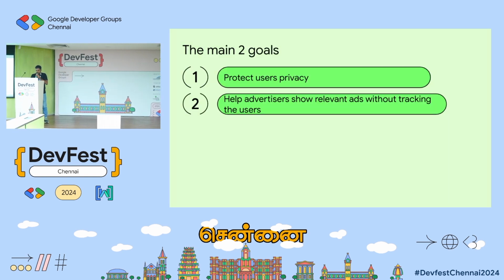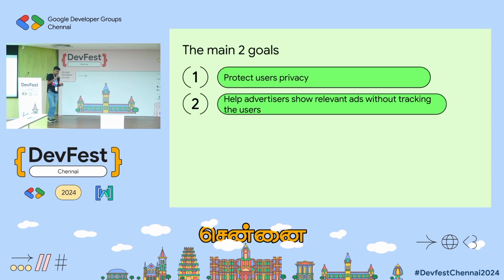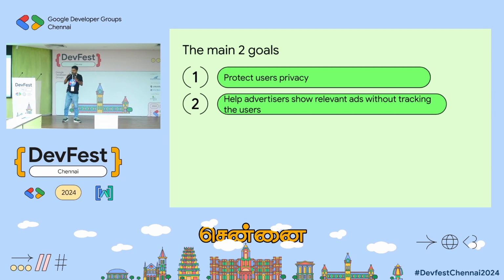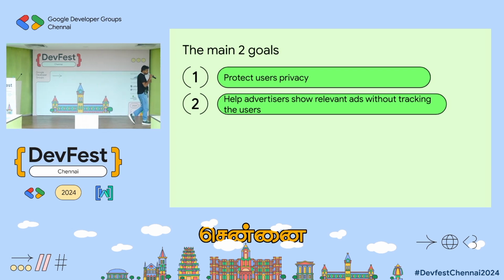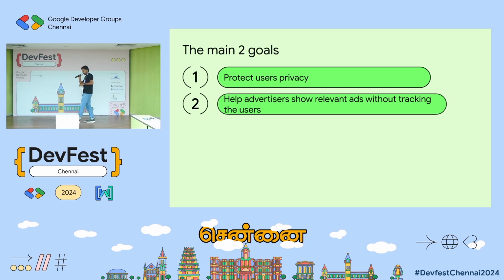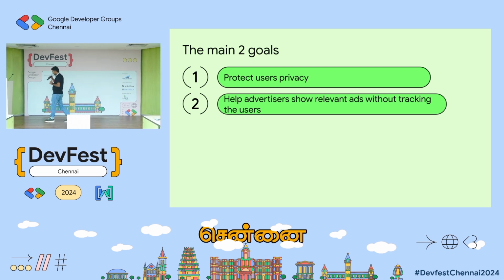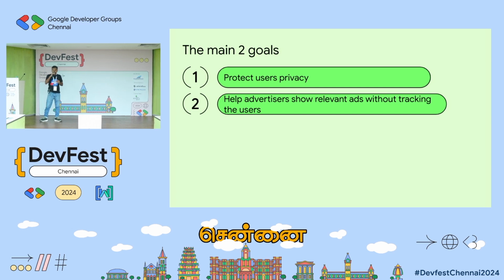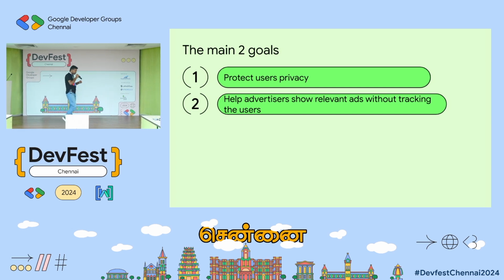So we now have two problems to be solved. One, we want to protect the user's privacy. This is the first thing. So one proposal is, think of this: we'll just eliminate all the third-party cookies. If we do that, what will happen is, definitely the privacy concern is protected.